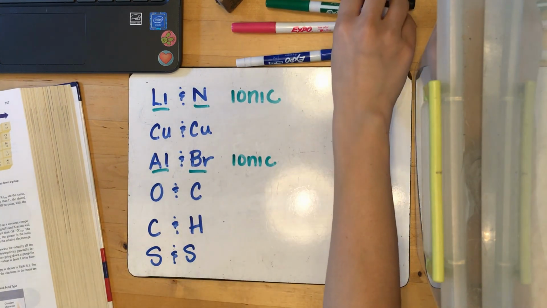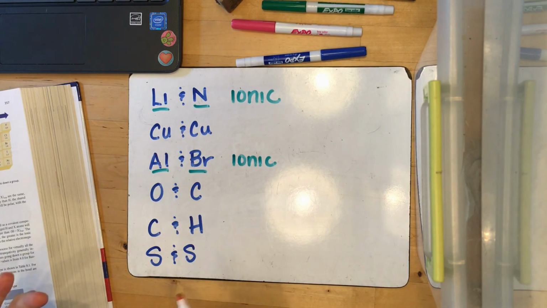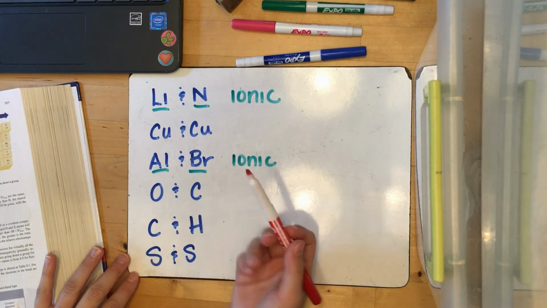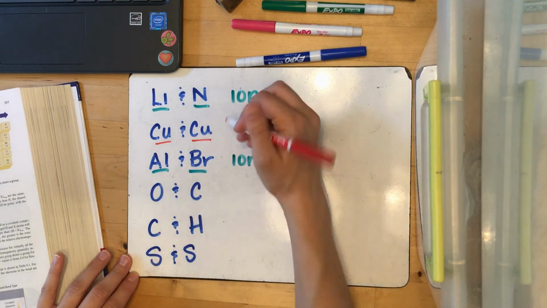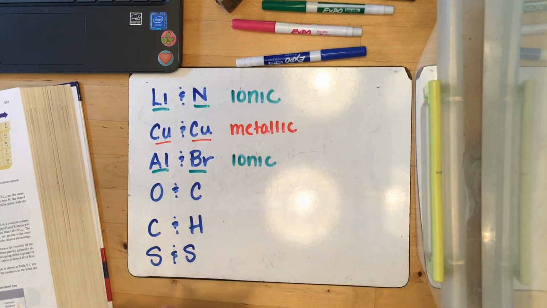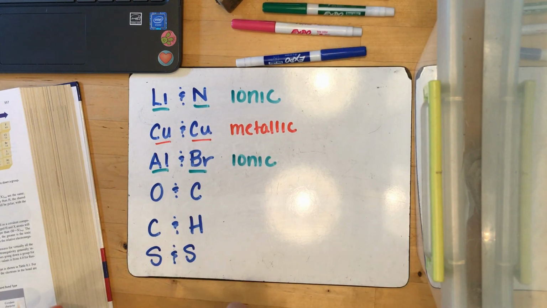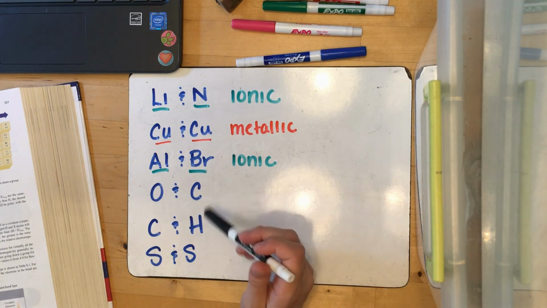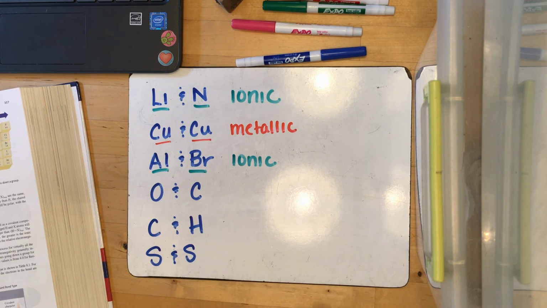Next, we can look for metallic bonds. Metallic bonds would be between two metals. So we see copper and copper here, two metals, right? So that would be metallic. And then lastly, we can look for our covalent compounds, which are all nonmetals with nonmetals. But once we figure out that they're covalent, we need to figure out whether they're polar or nonpolar.